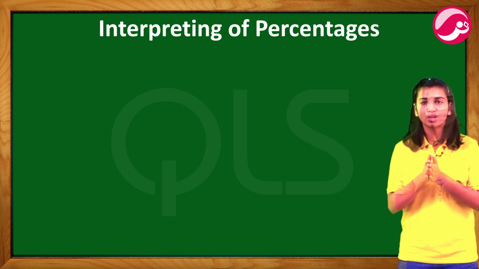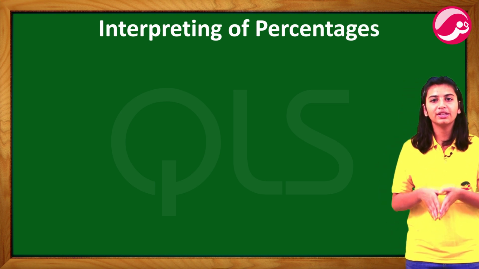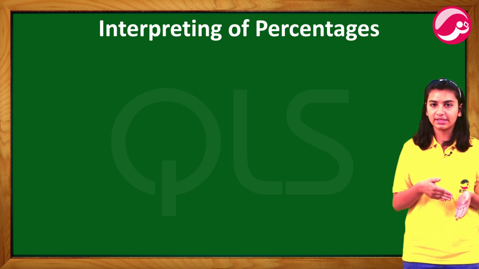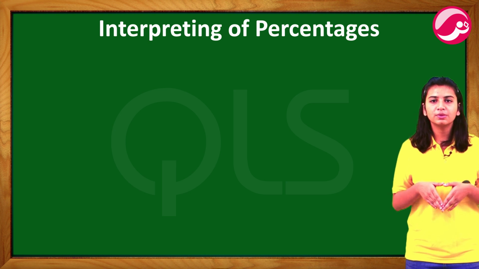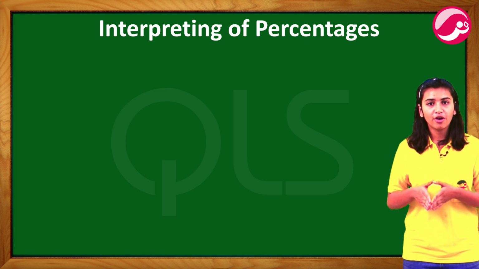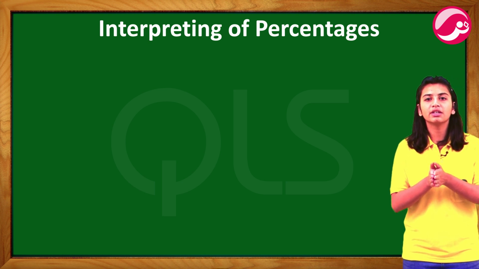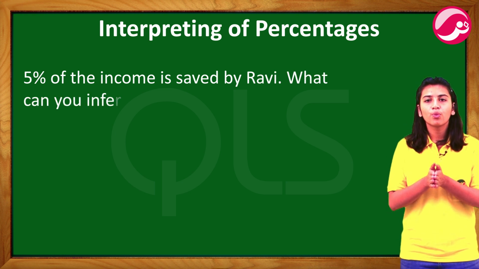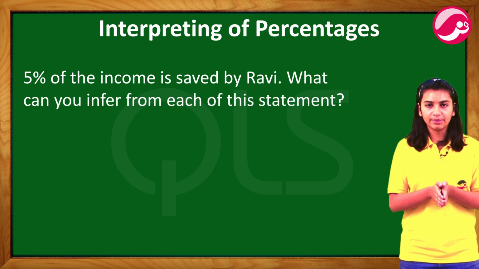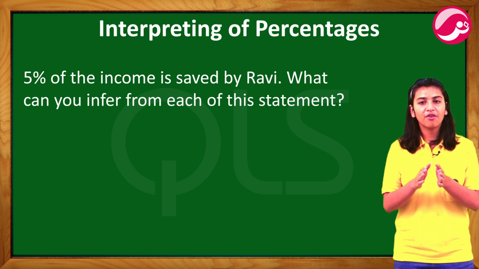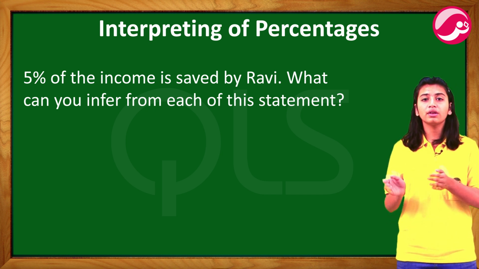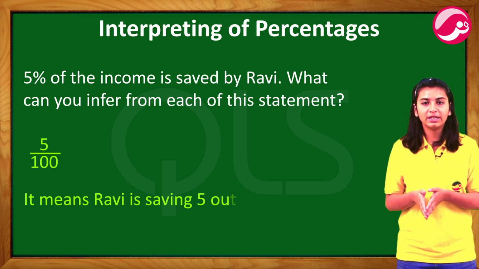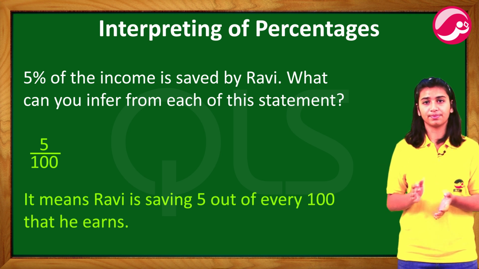Interpretation of percentage. We saw how percentages were helpful in comparison. We have also learned to convert fractions and decimals into percentage. Now we shall learn how percentages can be useful in real life. For this, we should start interpreting the following statements. 5% of the income is saved by Ravi. What can you interpret from the statement? By 5% we mean 5 parts out of 100, or write it as 5 by 100. It means Ravi is saving 5 rupees out of every 100 rupees he earns.